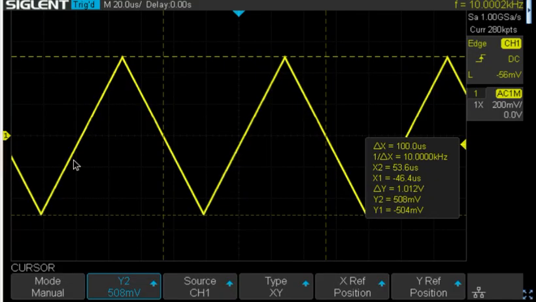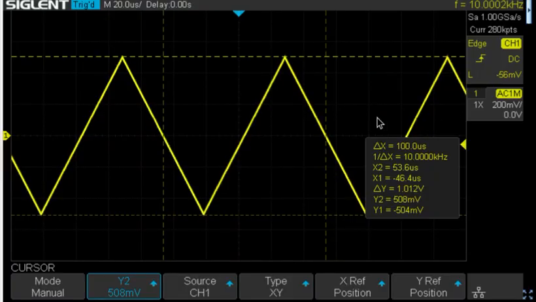Okay, so that there is the difference, 1.01 volts. Which is fine because I have the generator set to 1 volt peak to peak. So we can use the Y cursors to measure voltage at any single point relative to the zero axis or between any 2 points. The last measurement I want to show you is the rise time.